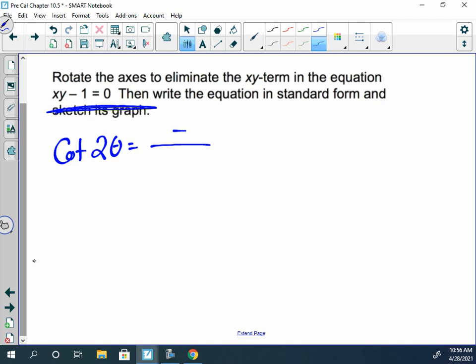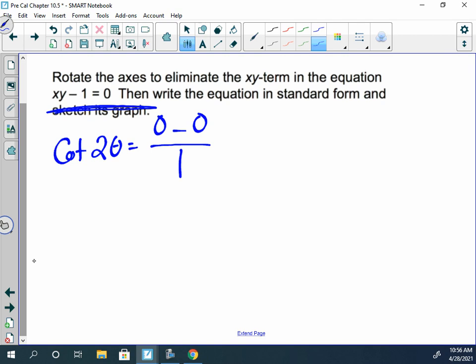Well, a is the term with x squared. Do we have an x squared term? No, so a is 0. Do we have a y squared term? No, so c is 0. And the value of b? Because b is in front of what term? xy. A is in front of x squared, b is in front of xy, and c is in front of y squared. So that's where we're getting a, b, and c.